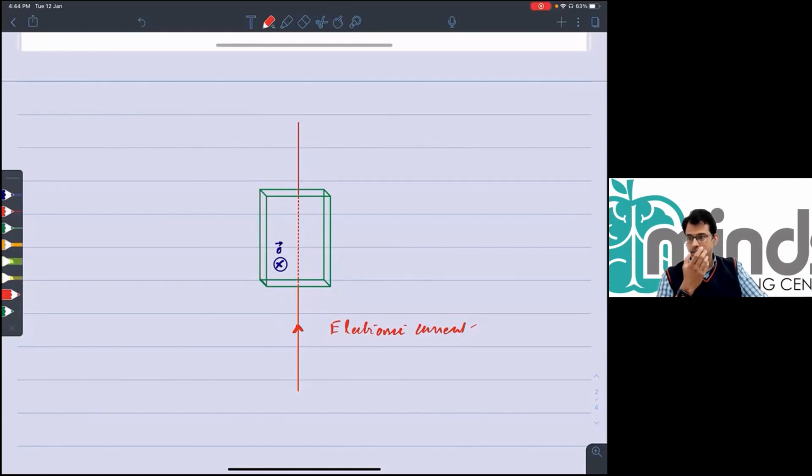Think again. We have electronic current. Electrons are traveling. The magnetic field is bound to that metal plate only. The moment the electron enters the metallic piece, towards which side should it be deflected? By the way, let me write. This is my left and this is my right.